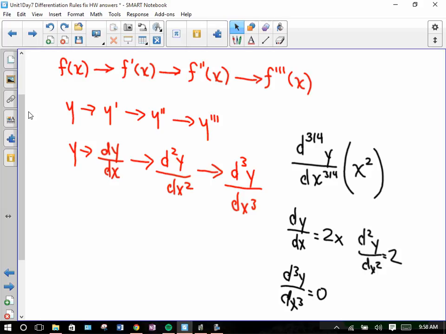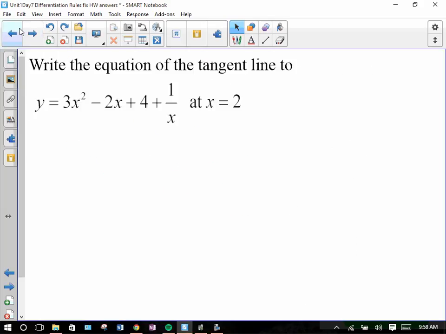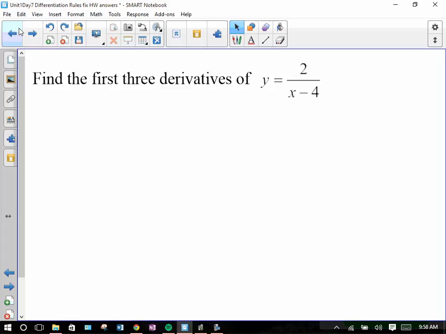To find the first three derivatives, y equals 2 divided by x minus 4. So that means you want to find dy/dx first. Right now, you don't have the tools to figure out the derivative with x minus 4 in the denominator.